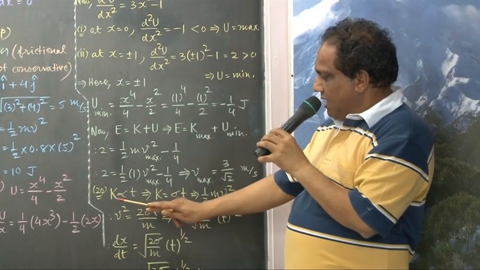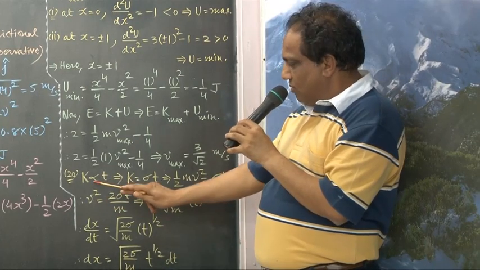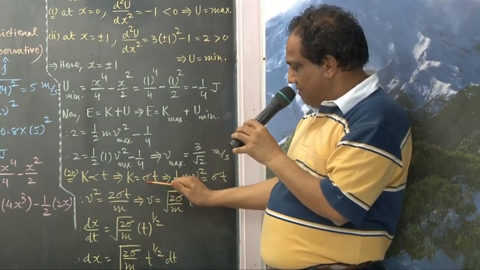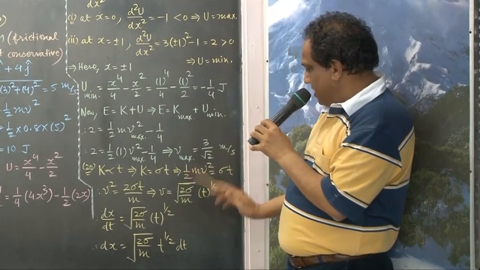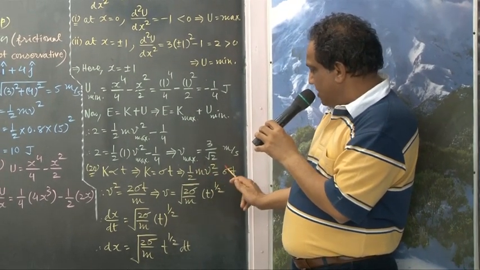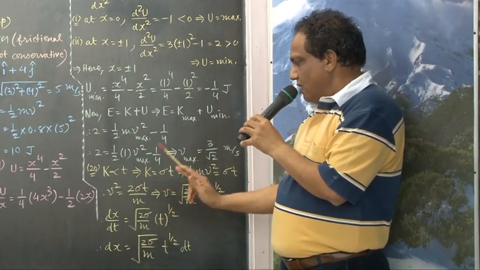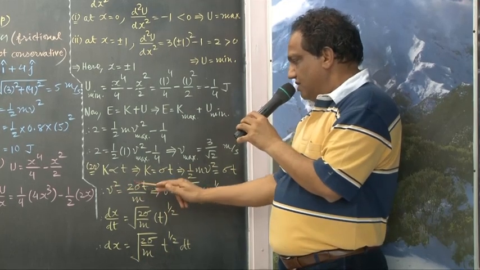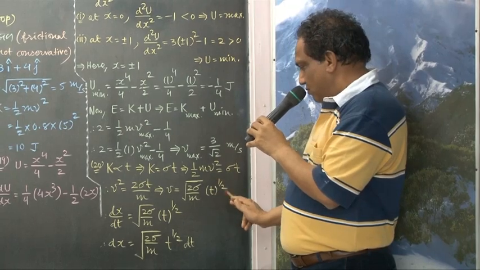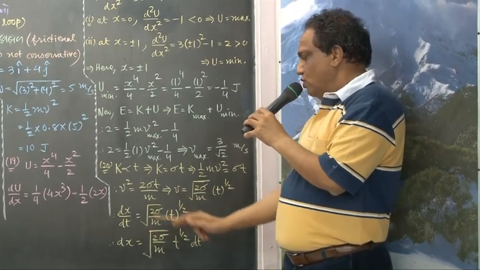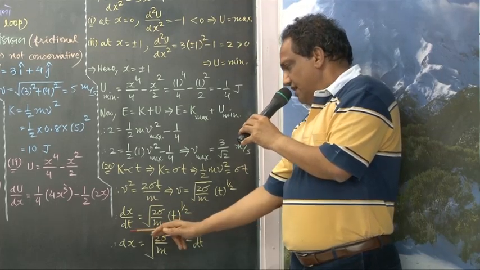Look, kinetic energy is given as proportional to time. Remove the sign of proportionality, put a proportionality constant, say sigma. What is the kinetic energy formula? Half mv square equals sigma into t. Find v square: 2 sigma upon m into t. Take the square root: v equals under root of 2 sigma upon m into under root of t, which is t raised to 1 by 2. And now what is v? v equals dx by dt. Take this dt here.